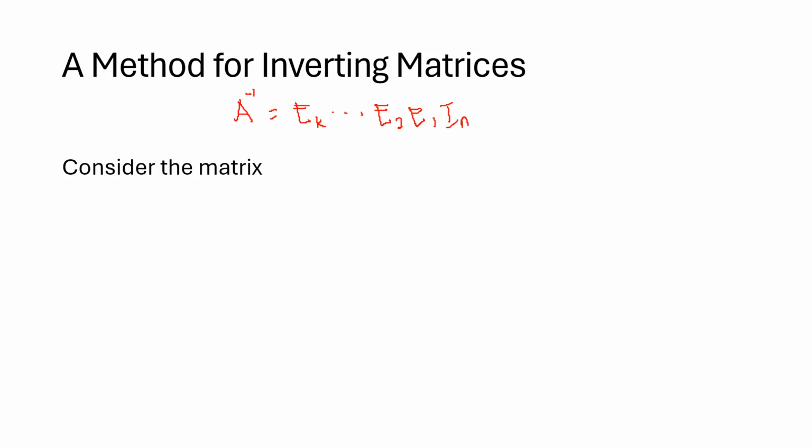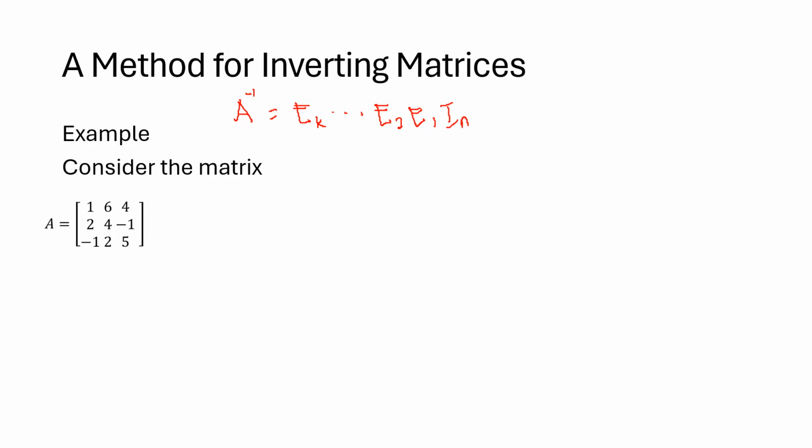So let's have an example. Consider the matrix A. Now we want to reduce A to the identity matrix by row operations and simultaneously apply these operations to the identity to produce the inverse. To accomplish this, we will adjoin the identity matrix to the right side of A, thereby producing a partitioned matrix.